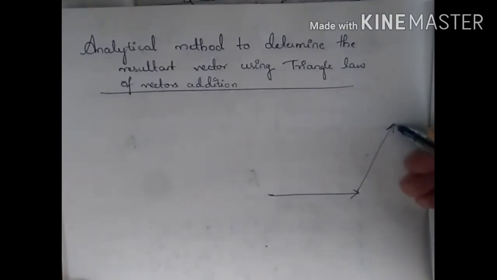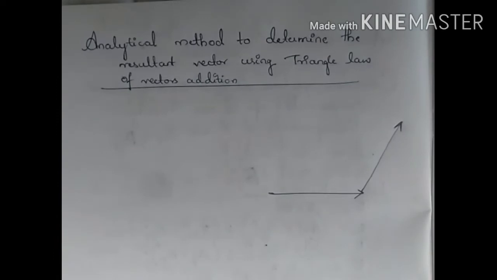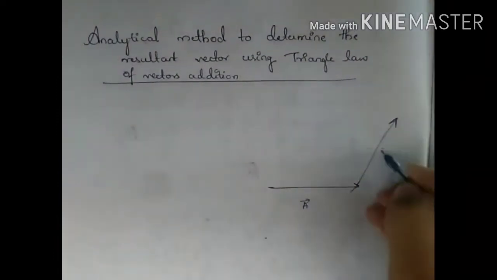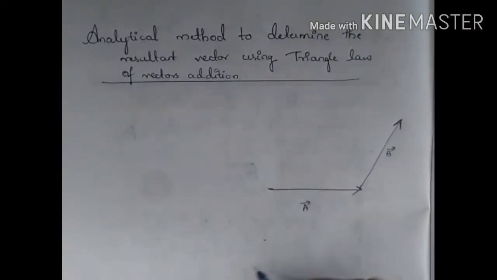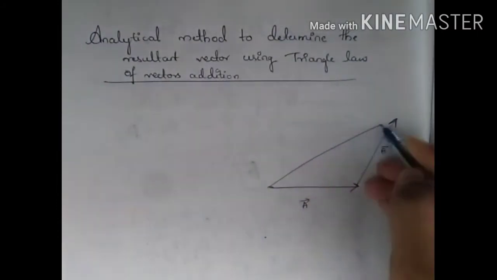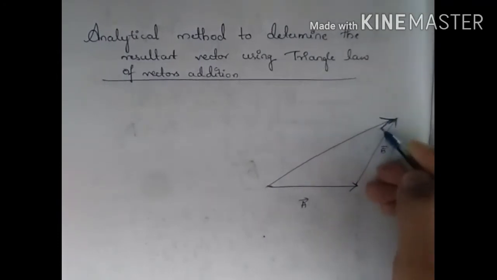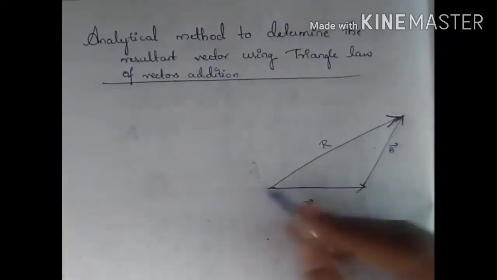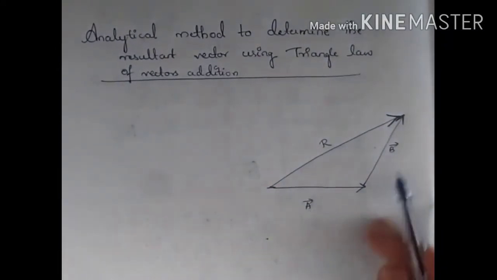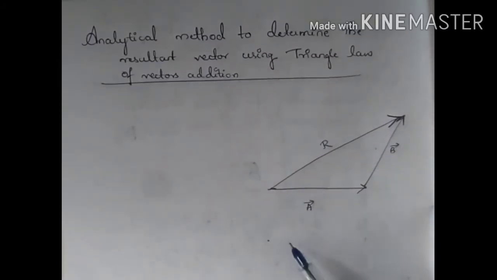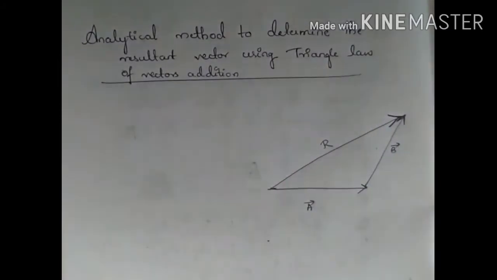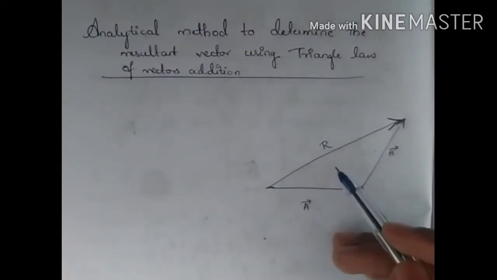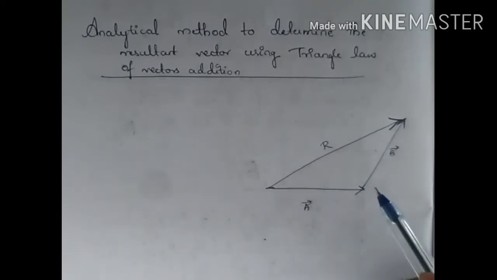So these two vectors, let's suppose, form the two sides of a triangle. So this is vector A and this is vector B. Then the third side of the triangle will give you what? It will give you the resultant vector, that is R. So two vectors are A and B, and these two vectors are placed at the two sides of a triangle. Now the third side of the triangle will give you the resultant vector R.